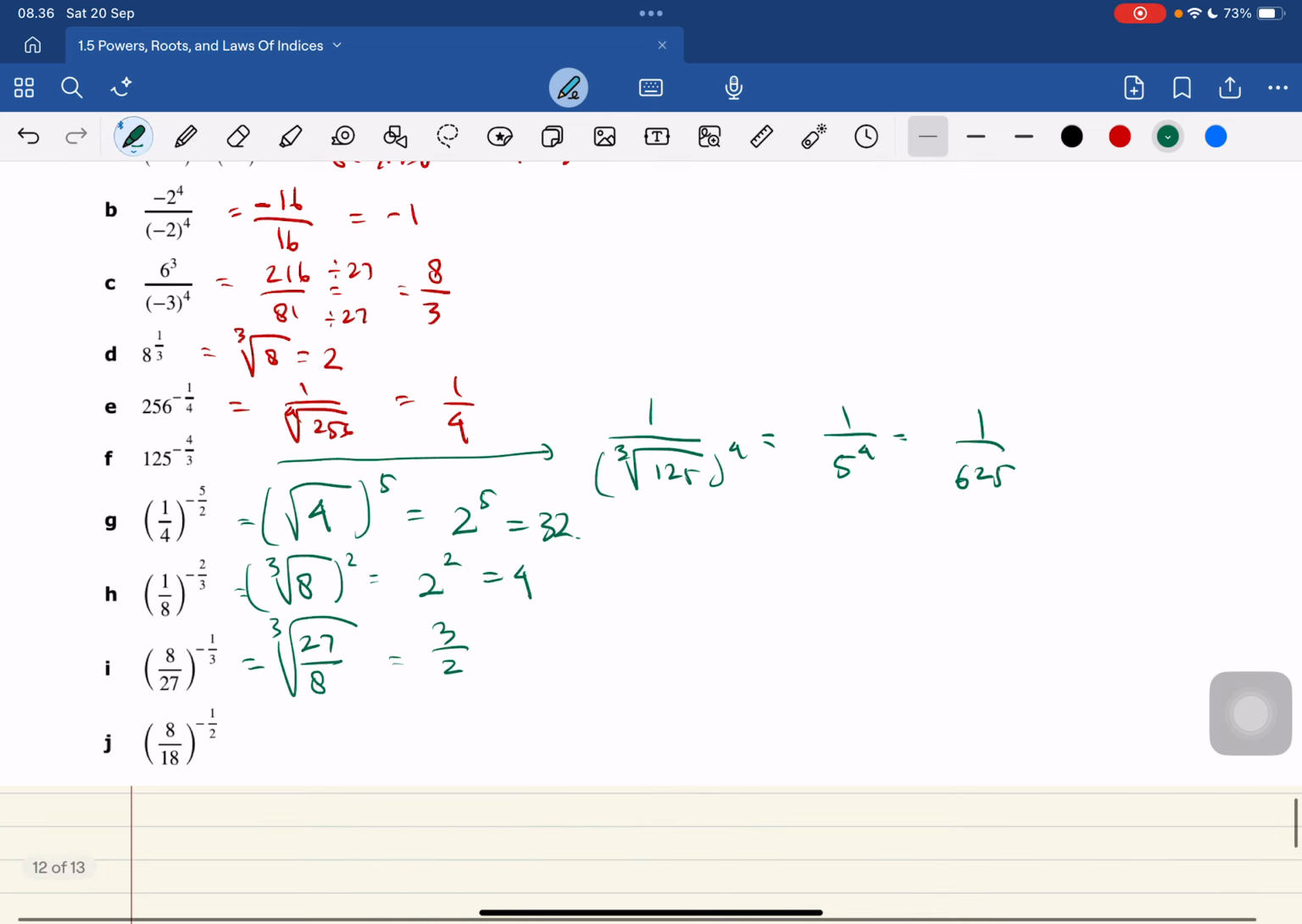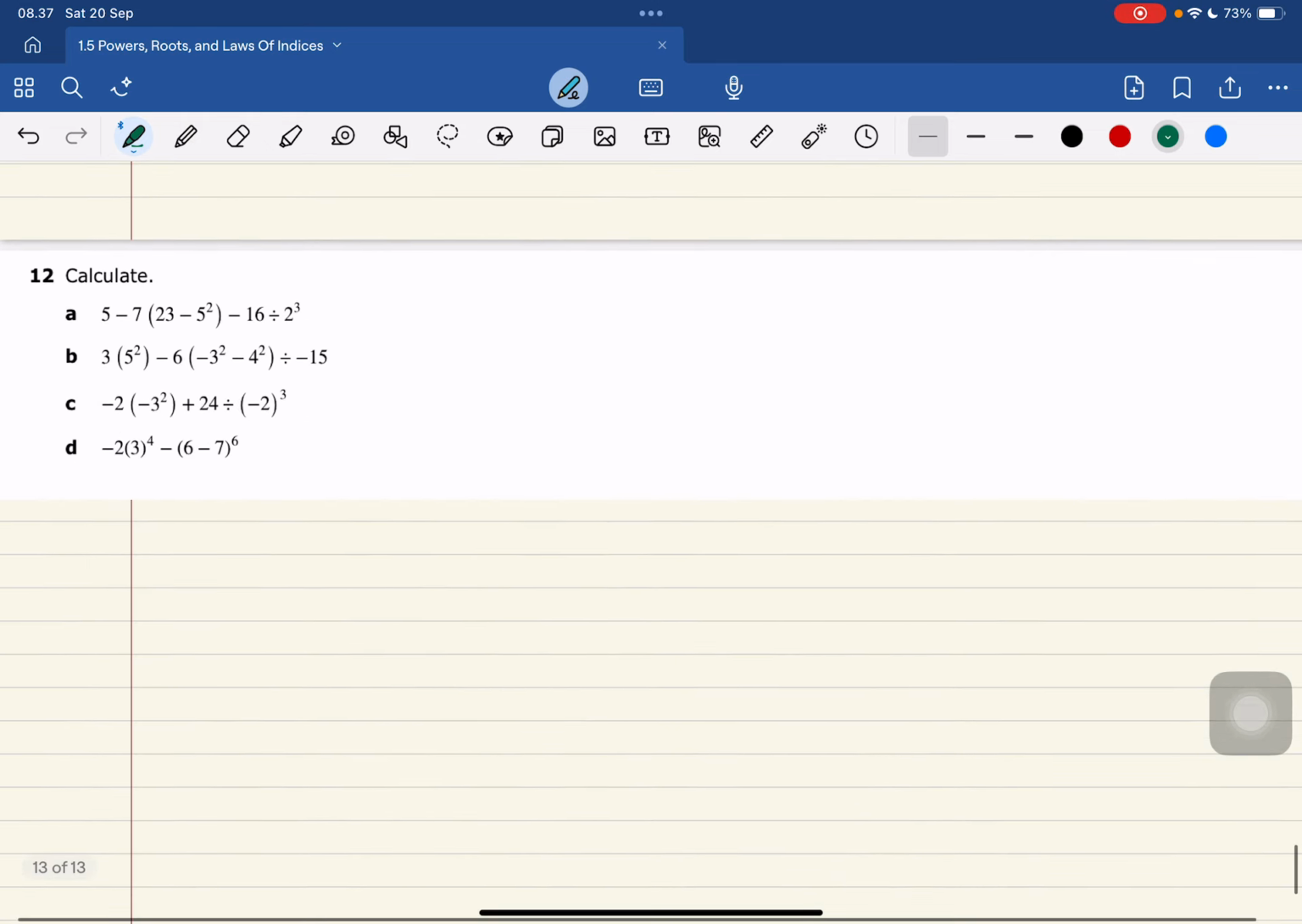Well done. Flip it again. We can flip. So it's going to be 18 over 8 square root. Can we simplify it? Okay, we can divide by 2. All of them is going to be the square root of 9 over 4, which is 3 over 2. Okay, well done. Next, the last.